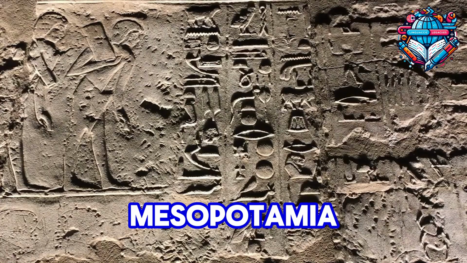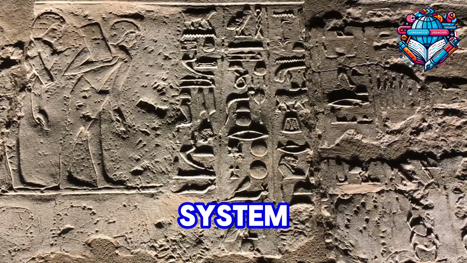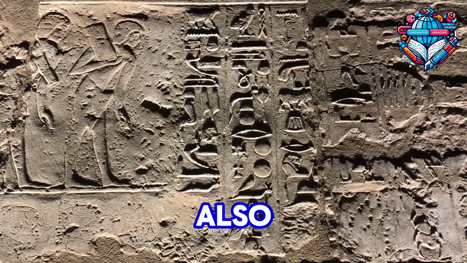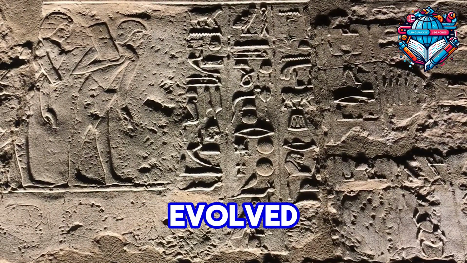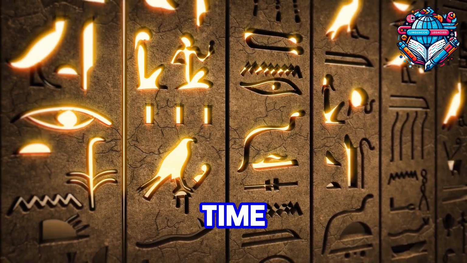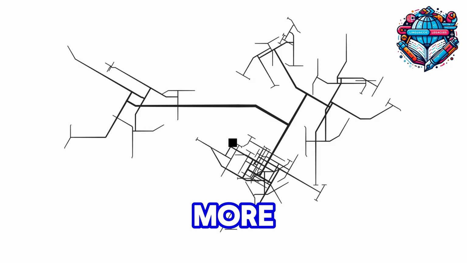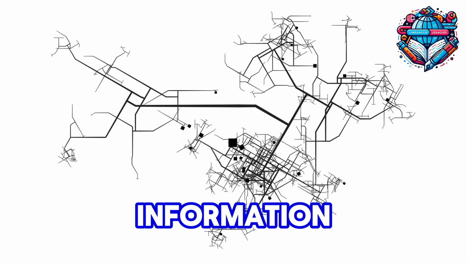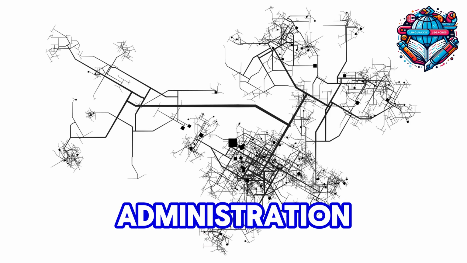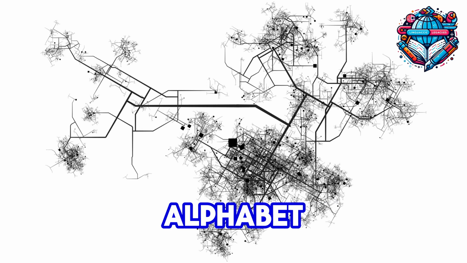In ancient Mesopotamia, the Sumerians developed cuneiform, a wedge-shaped system carved into clay tablets, which also used pictographs but eventually evolved into abstract symbols. These early systems were efficient in their time but had limitations. As societies grew larger, they needed more efficient ways to record information, especially for trade, administration, and communication. It was in this context that the alphabet emerged.